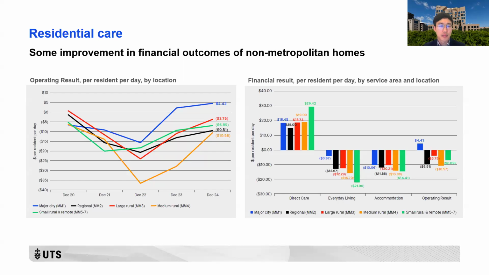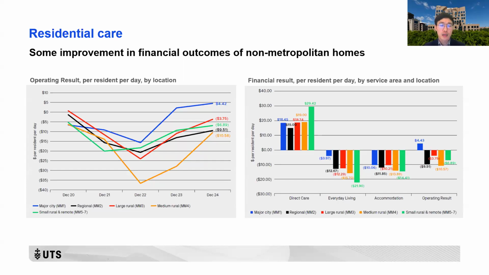Let's try to understand this operating result better by looking at the differences in the financial outcomes across key service areas. So we've got direct care, everyday living, and accommodation services. The graph on the right shows the homes in major cities achieved stronger financial results than the non-metropolitan homes in the service areas. Not all categories, but in direct care, small, rural, and remote homes recorded the highest direct care results. And this is likely to reflect the relatively high funding and supplements available in this area. However, in the everyday living and accommodation categories, the financial results worsen as the remoteness increases.